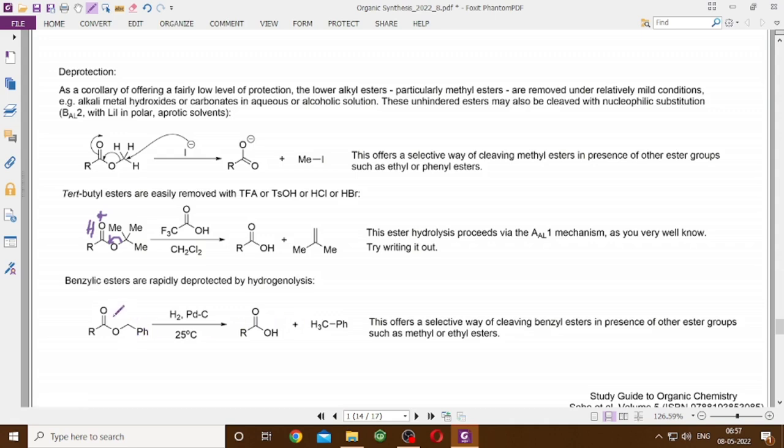But the hydrogenolysis is not viable for either this one or that one. So if you have a methyl ester and a benzyl ester, you can remove the benzyl ester selectively, keeping the methyl ester intact, by a hydrogenolysis reaction. That's a room temperature reaction, so that's very easily doable.